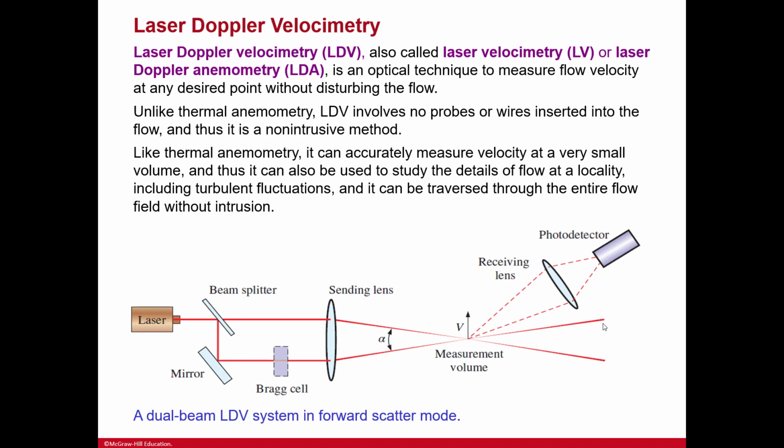So you have the laser Doppler velocimeter as well. It's also called laser velocimeter or laser Doppler anemometer, LDA, and it's an optical technique to measure the flow velocity at a desired point without disturbing the flow. So this is another great option for when you do not need to impact the flow.